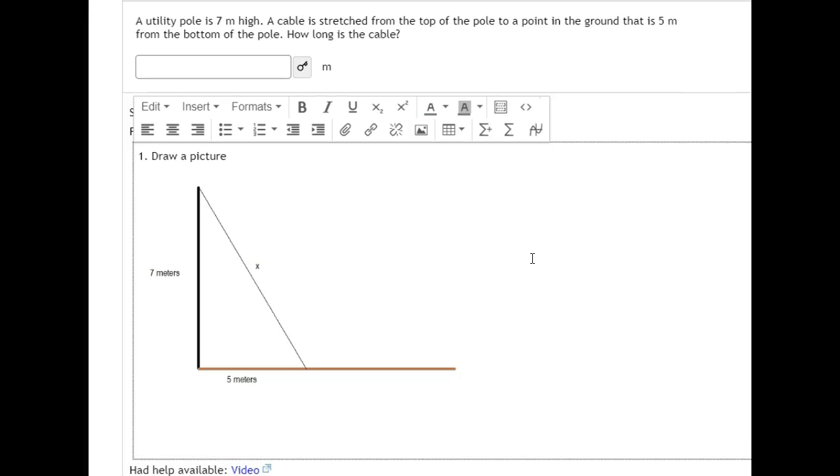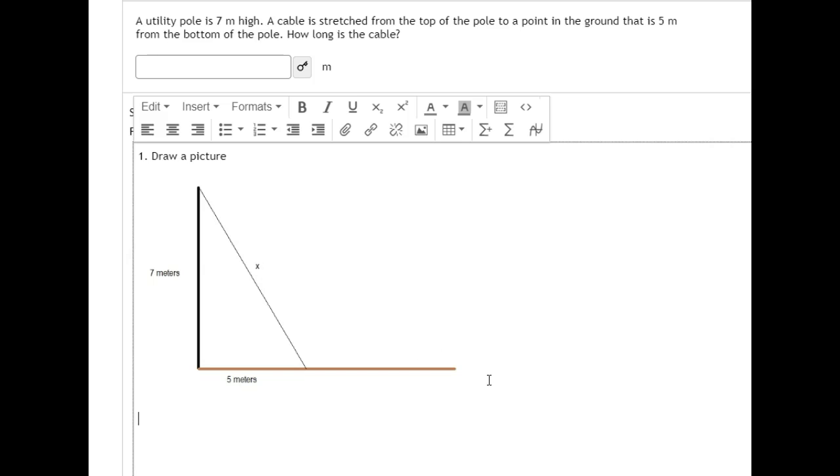So here's the image that I made for the picture. The utility pole, which would be this, is 7 meters high, the cable stretching from the top of the pole to a point on the ground, which is 5 meters from the bottom of the pole. So this length here would be 5 meters. They don't tell us what the length of the cable is. That's what we want to find. So that's our unknown. So that's x.